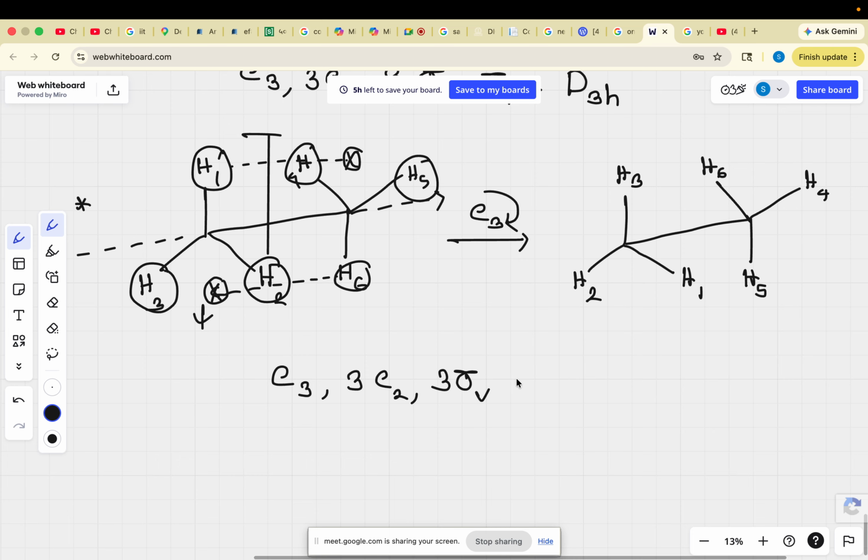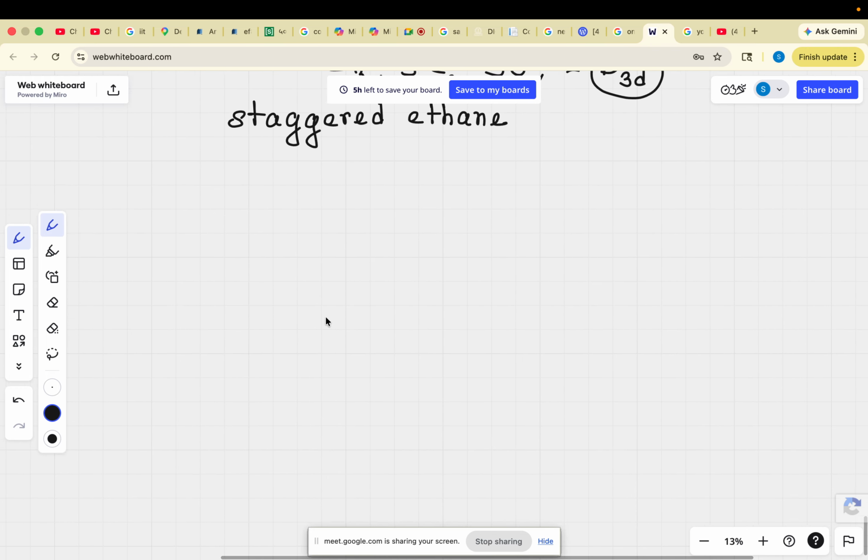That will lead to the D3d point group. So when it is staggered ethane, you will get the D3d point group. If you have eclipsed ethane, that time you will get the D3h point group. Fine, I hope it's clear.